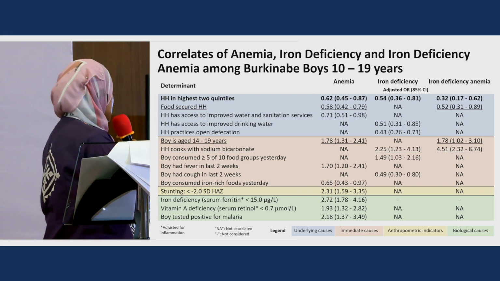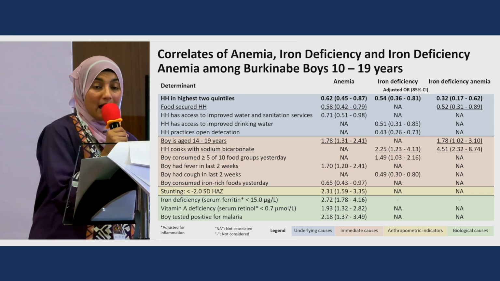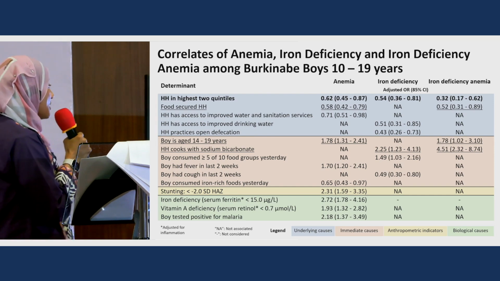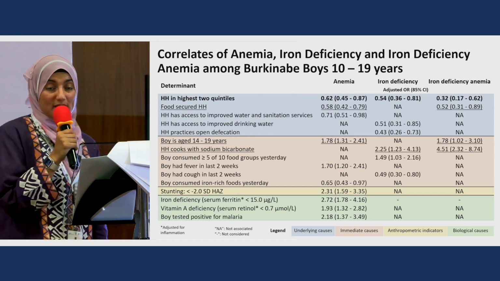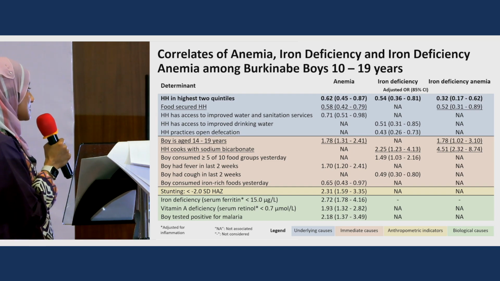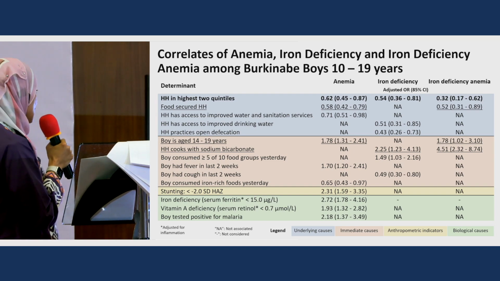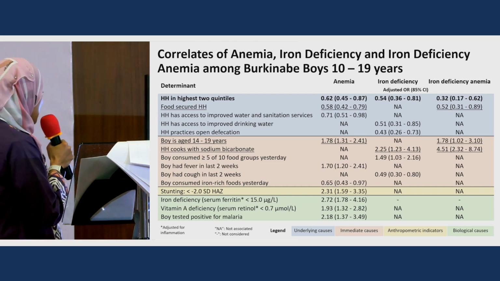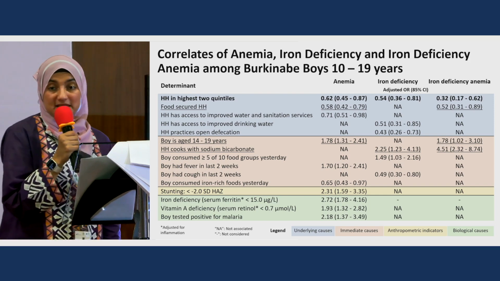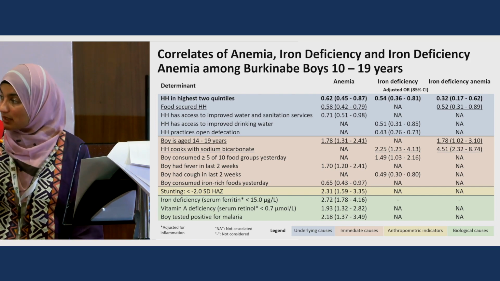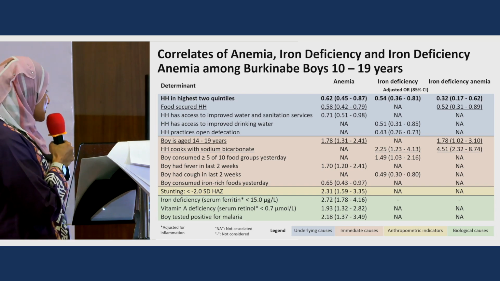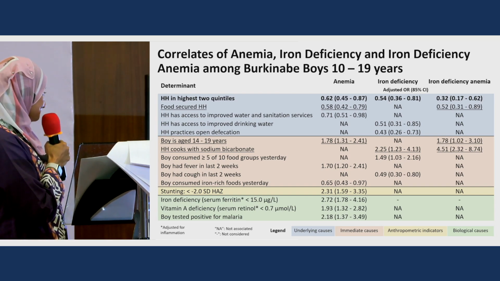For the boys, we see an effect of household wealth, and belonging to the fourth or fifth quintile was protective against all three outcomes. Belonging to a food secure household was associated with lower odds of anemia and iron deficiency only. Age was also associated with anemia and iron deficiency anemia, older age. And again, this is the age where the boys are growing and their bodies need additional nutrients, so it's not surprising that older age is associated with higher burden of disease.